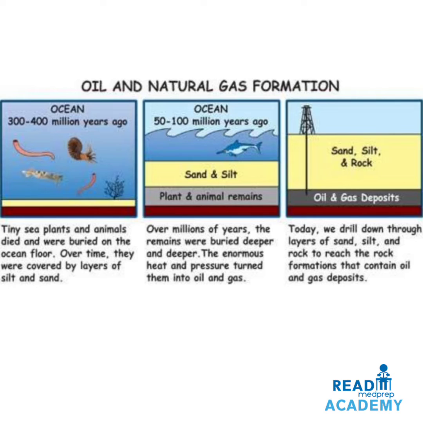Oil and natural gas formation: 300 to 400 million years ago, tiny sea plants and animals died and were buried on the ocean floor. Over time, they were covered by layers of silt and sand. Around 50 to 100 million years ago, the remains were buried deeper and deeper. The enormous heat and pressure turned them into oil and gas.